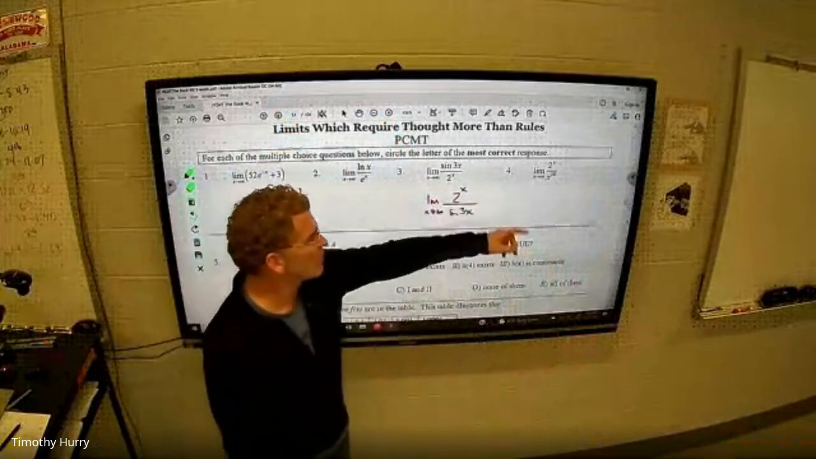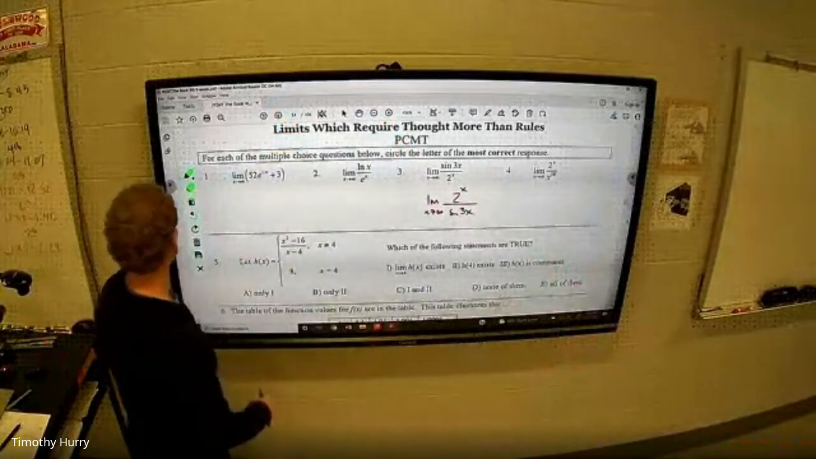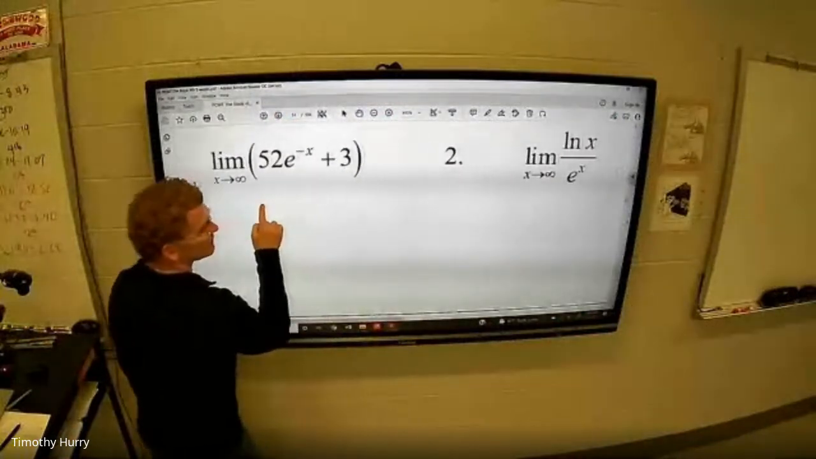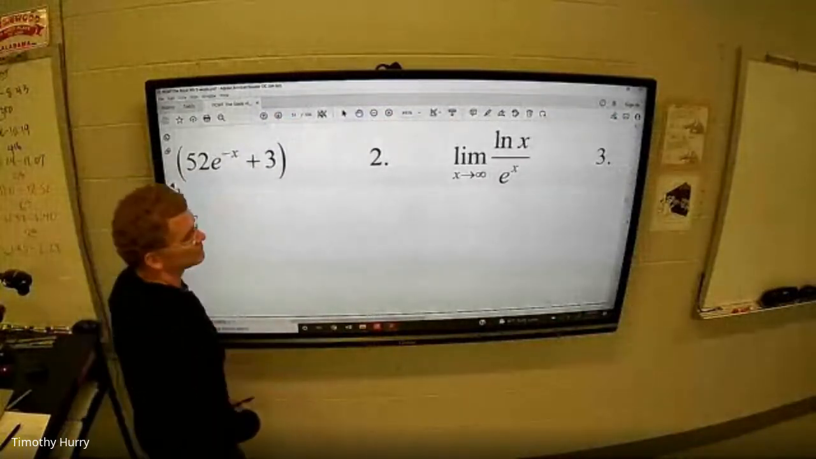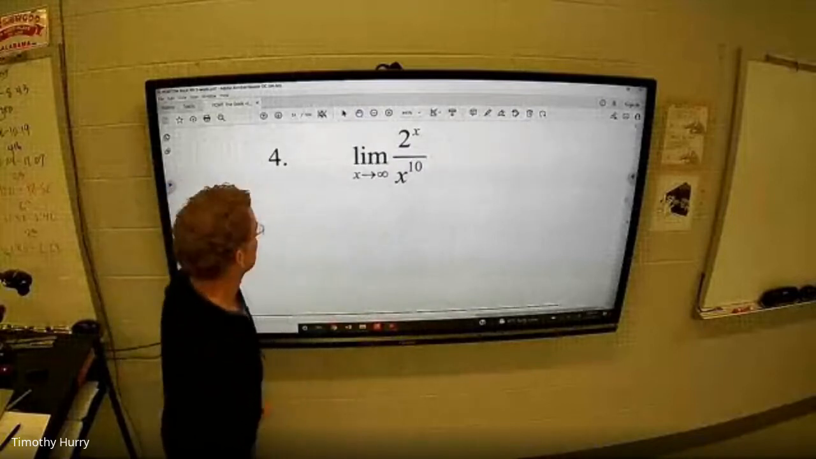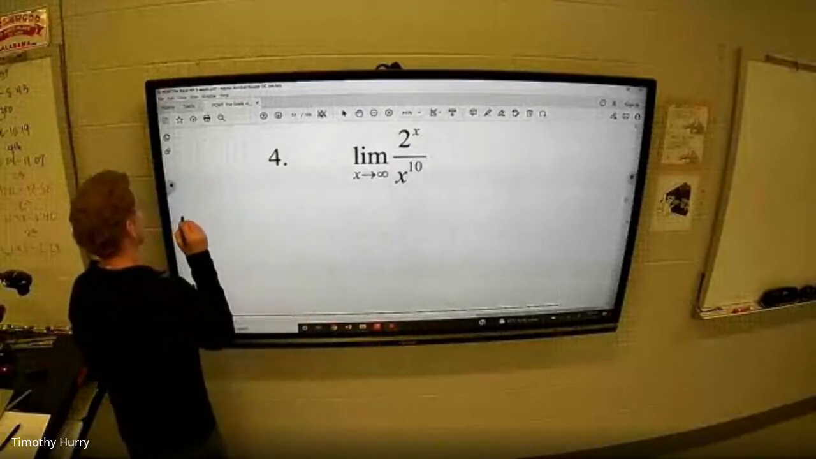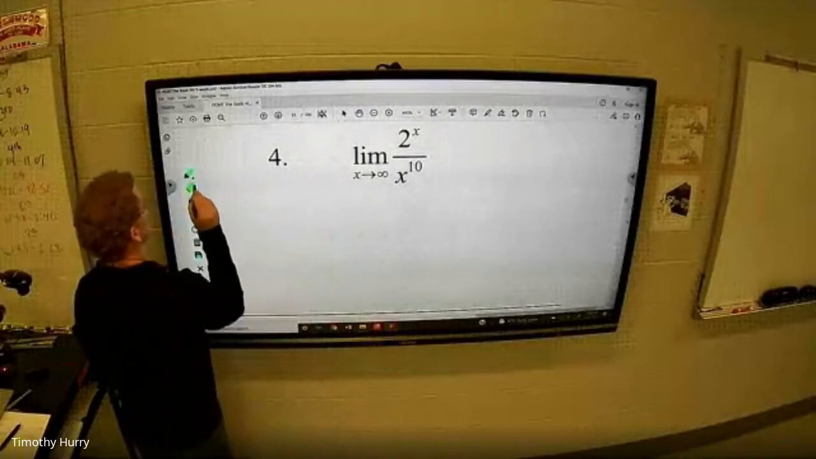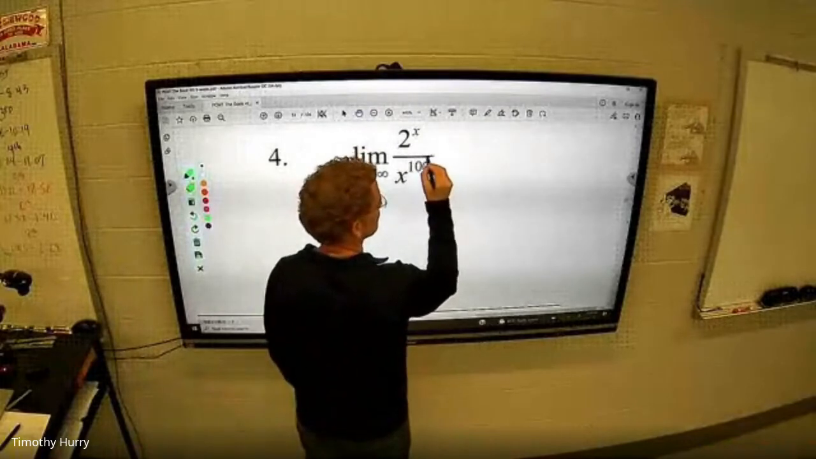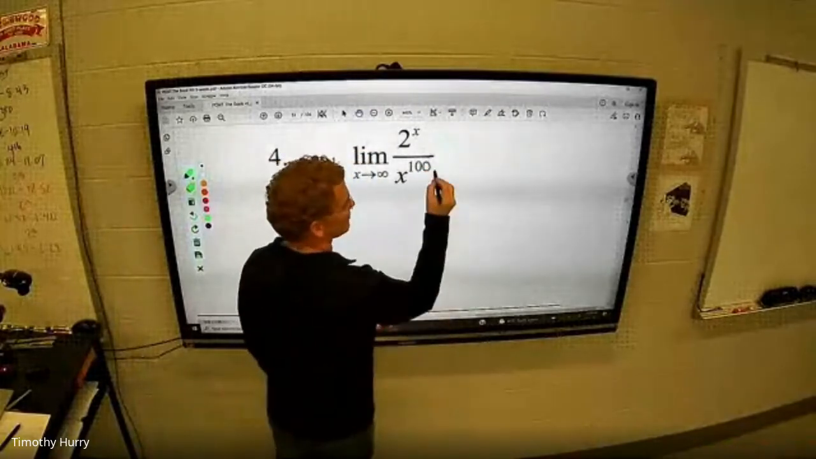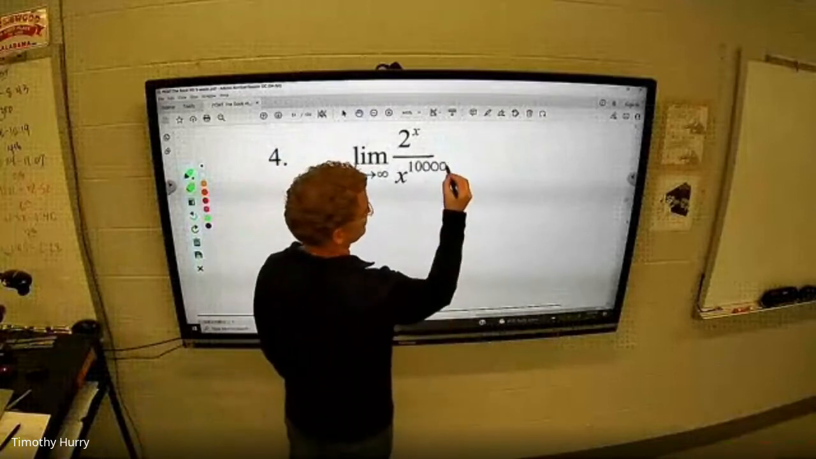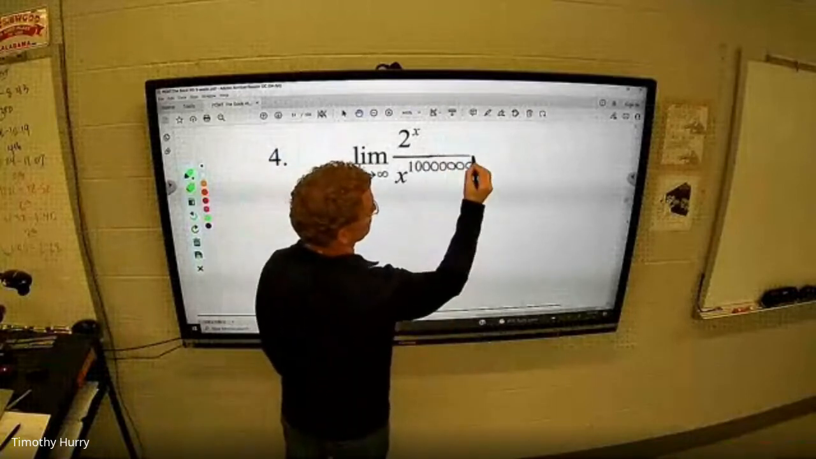What about number 4? Infinity. Because what? Exponential on the top. Because it's exponential on the top. Okay, what about this then? What about this? Still infinity. What about this? Infinity. What about this? Wow. Oh, I don't know now. Guys, let's think about it.